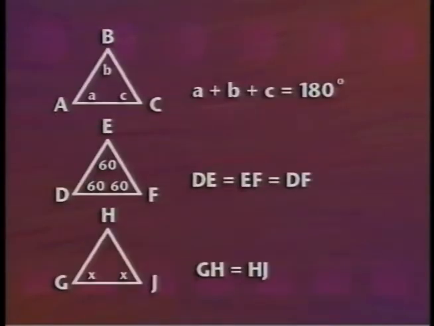The sum of the angles of any triangle equals 180 degrees. Equilateral triangles have 3 equal sides and 3 equal angles. Isosceles triangles have 2 equal sides and 2 equal angles. Let's try a problem.